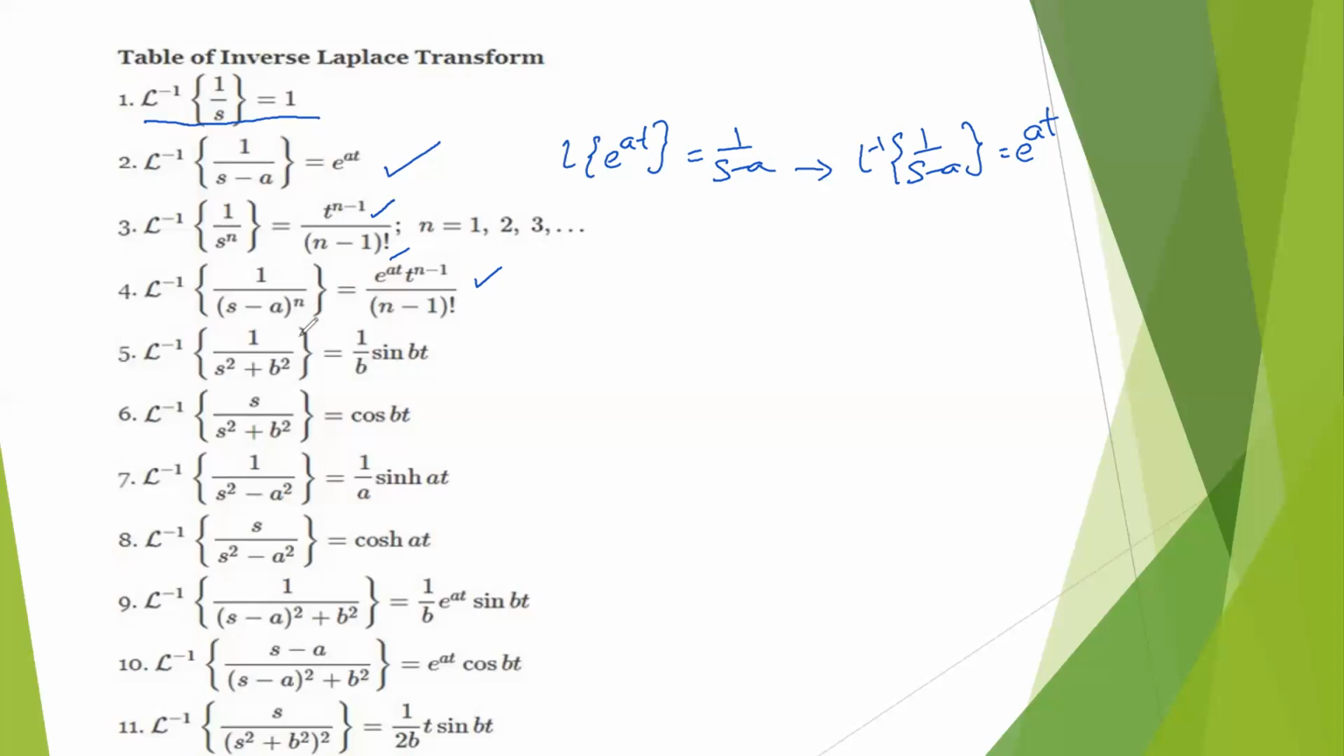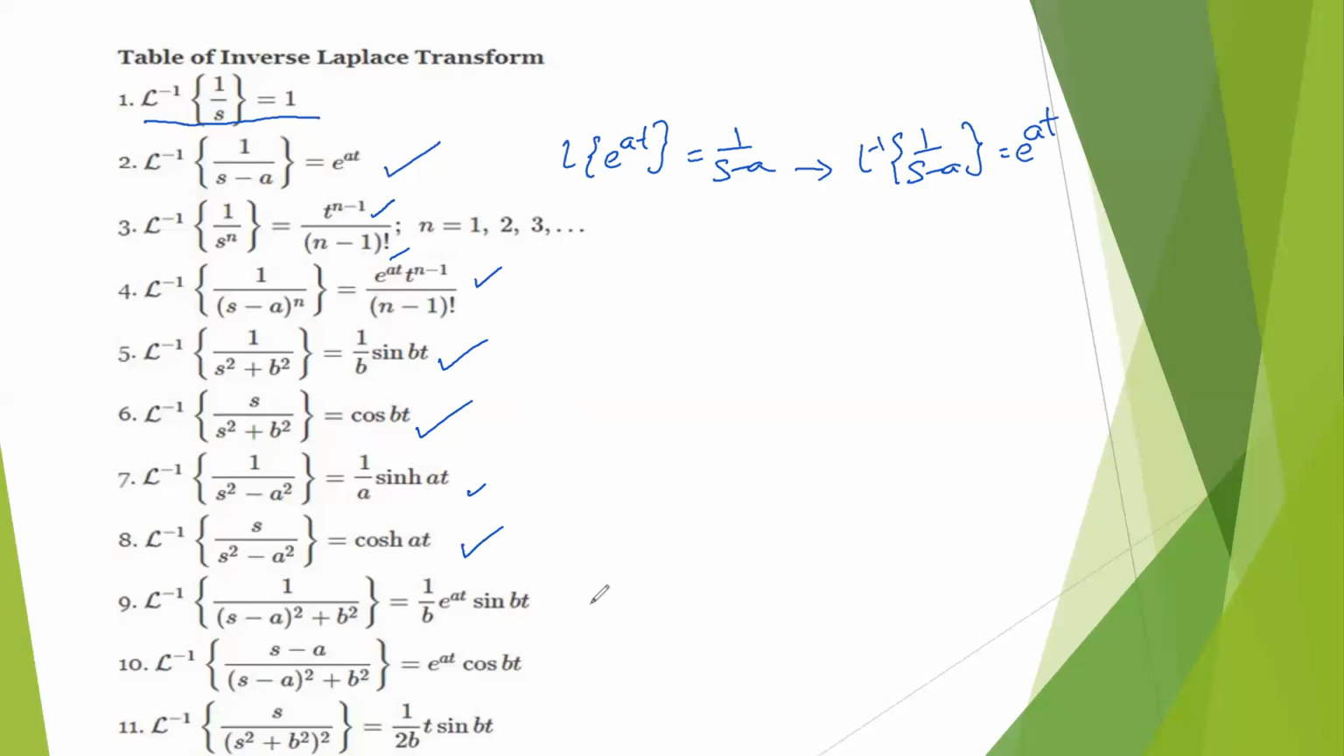The inverse Laplace transformation of 1 by s square plus b square is 1 by b into sine bt. Similarly, the inverse Laplace transformation of s by s square plus b square is cos bt. And 1 by s square minus a square gives 1 by a into sinh at. The inverse Laplace transformation of s by s square minus a square is cosh at.